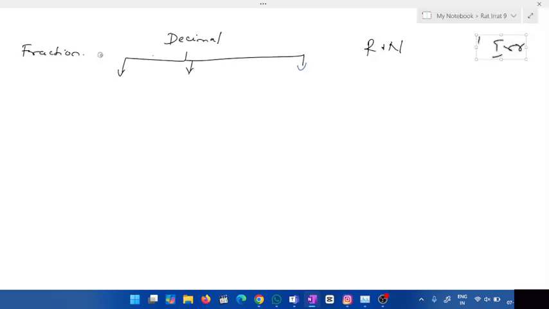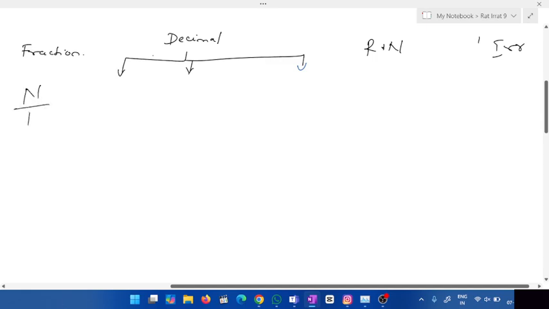Okay, what do you mean by fraction, students? What is a fraction? Anything written in the form of numerator by denominator, that is P by Q. Usually they represent it as P by Q. Numerator by denominator, you call it a fraction. For example, 10 divided by 5. What's the answer for this?